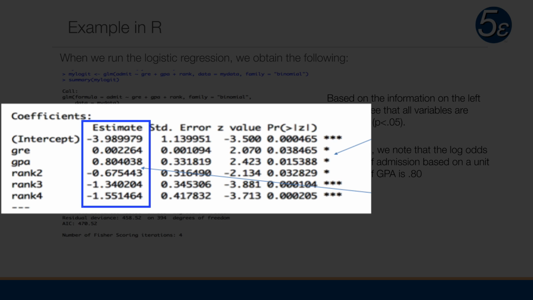Now, in addition, we will look at the estimate. The estimate now provides us the log odds increase or decrease of admission. So therefore, here with the log odds, pointing here at the GPA variable, which is 0.80, this would be a log odds increase of admission based on a unit increase of GPA as being 0.80.